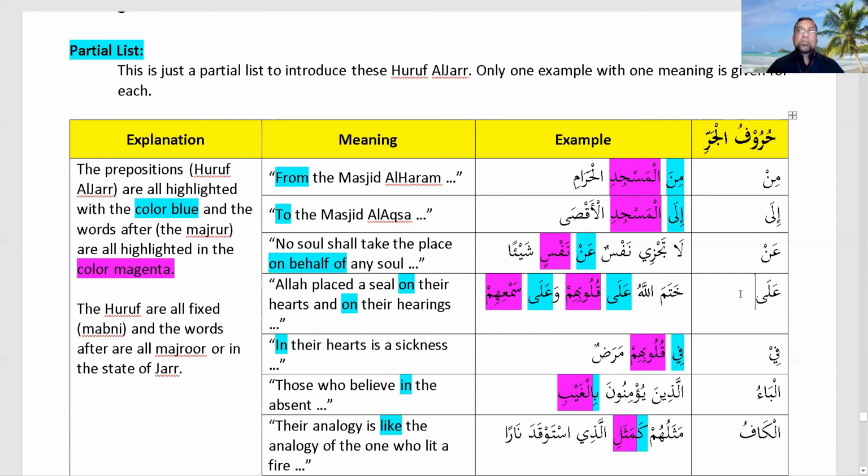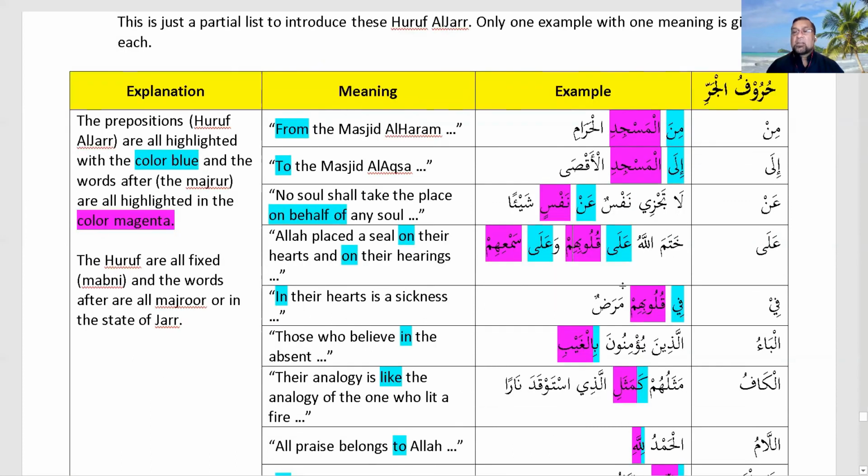They can do shafa'ah, they can do intercession and beg on your behalf, but they cannot take your place. Ala, harf jarr. Here, khatam Allahu ala qulubihim wa ala sama'ihim. Allah has sealed, literally, placed a seal on their hearts and on their hearing. Ala here means on. Fi qulubihim marad. In their hearts, there is a sickness.